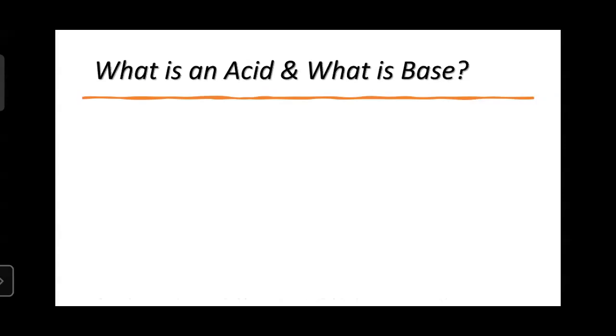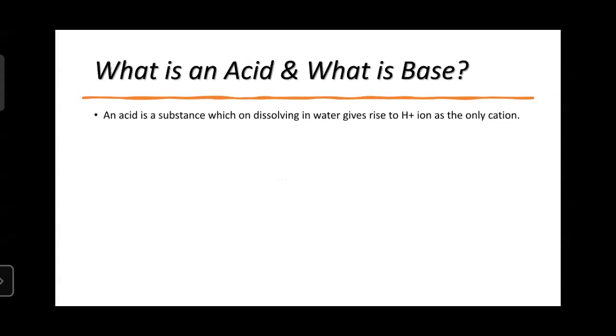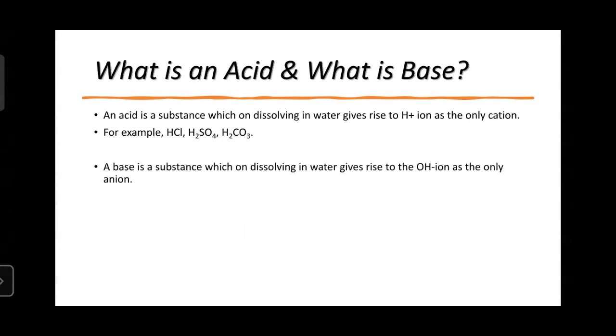So what is an acid and what is a base? An acid is a substance which on dissolving in water gives rise to H+ ions only as cations. For example, HCl, H2SO4, H2CO3. Next, a base is a substance which on dissolving in water gives rise to only OH- ions as the only anions. For example, NaOH and Ca(OH)2.